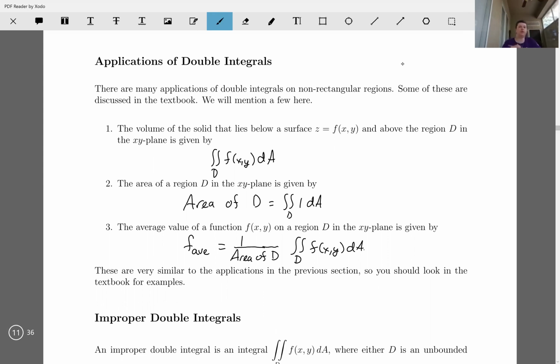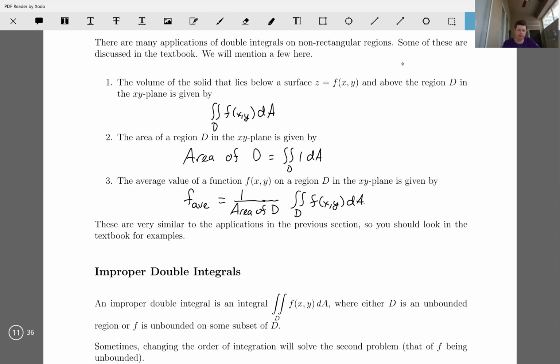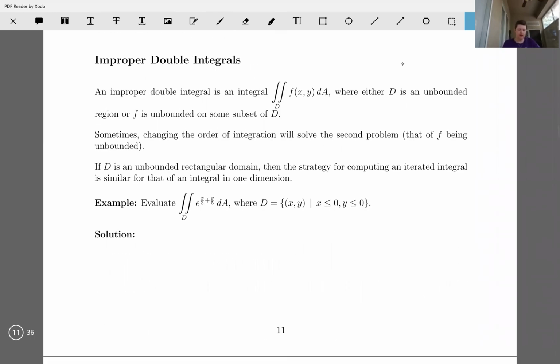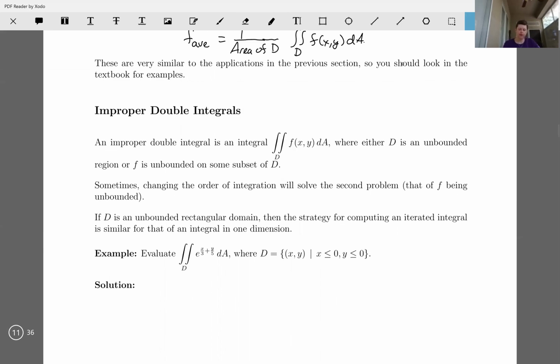And so these are really similar to what we talked about in the previous section. So I'm not going to do any examples here, but you can look back at those examples and see what we did. The next thing I'm going to talk about is improper double integrals. So that's when either our region is unbounded or our function is unbounded on a subset of D.